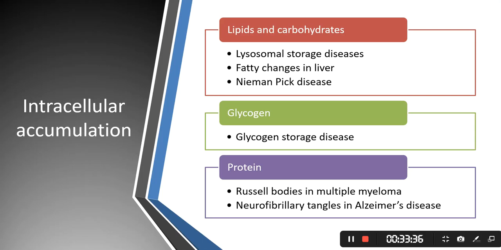What are the other types of intracellular accumulation? When lipids and carbohydrates get accumulated, the disease is called lysosomal storage disease. Fatty changes in the liver, Niemann-Pick disease. When glycogen gets deposited, it is called glycogen storage disease. When protein gets deposited, the condition is called Russell bodies in multiple myeloma, or in Alzheimer's disease you see those neurofibrillary tangles. So even in Alzheimer's disease, if you see the brain cells, you will see that there are protein depositions.